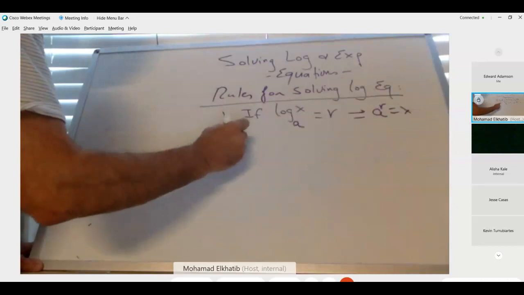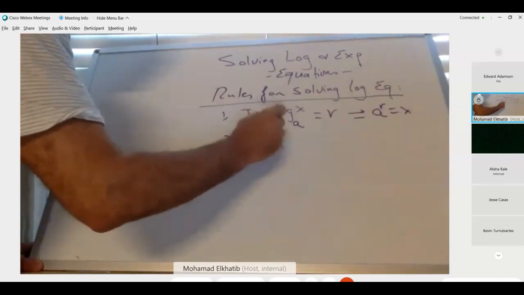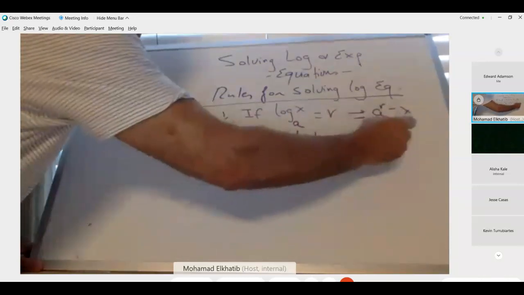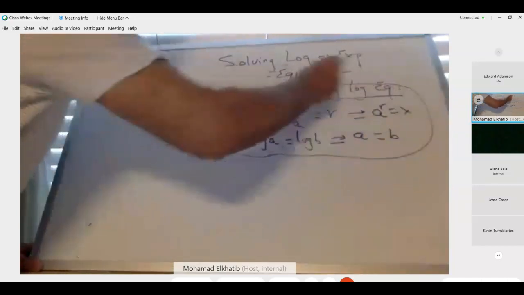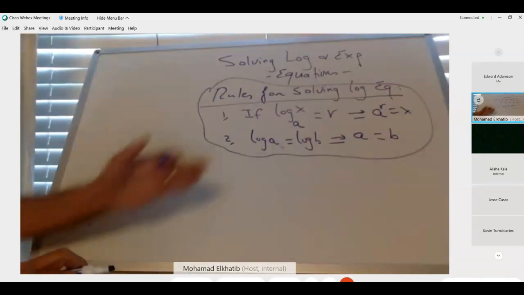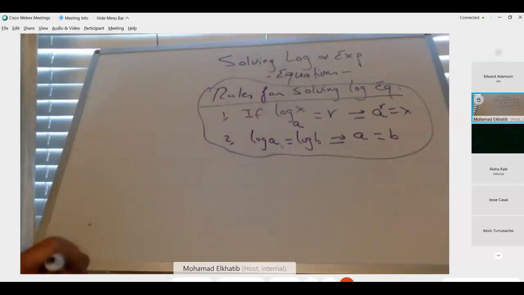Rule number 2: if log a equals log b, just erase the log and make a equals b. So these rules are going to help you a lot in solving log equations. In other words, if you get an equation in this form, use this rule. If it's in this form, then use the other rule. So now we're going to go ahead. I'm going to show you some examples, and then we're going to decide which rule to use.